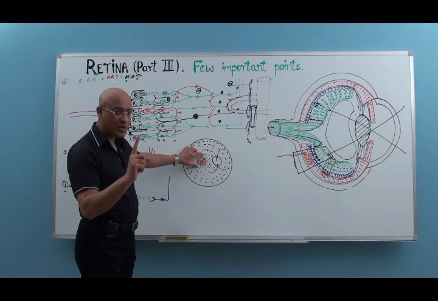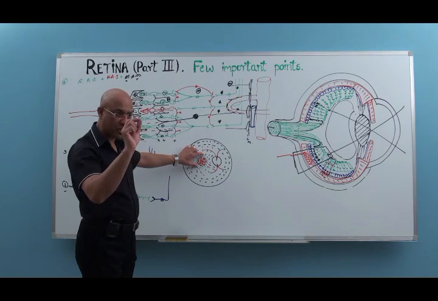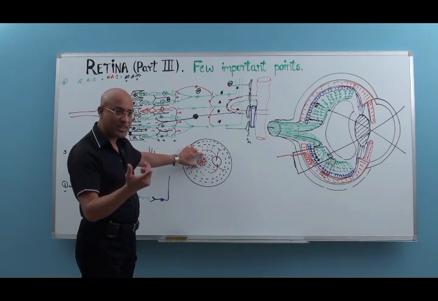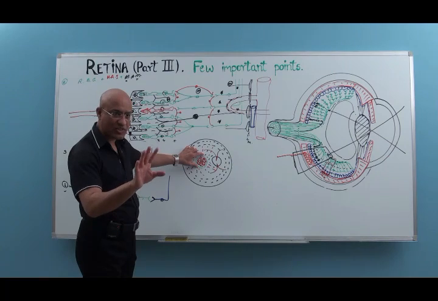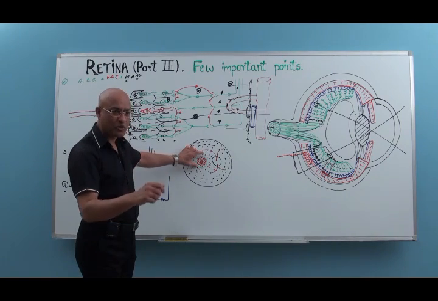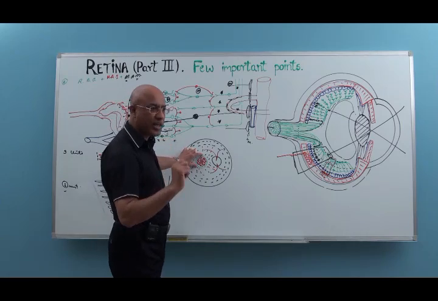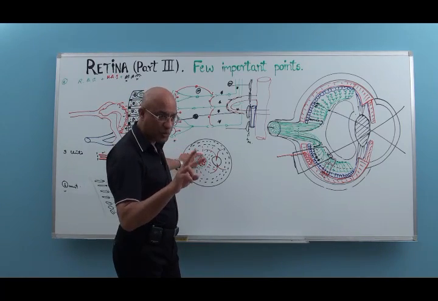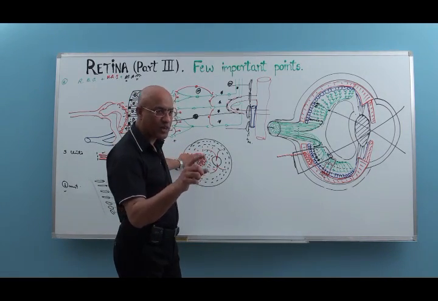This is a function of cones, not rods. Because when you put the light off, you cannot see the details. You may see the shades, but cannot see the detail. You put the light on, cones become active and you are able to see the detail, both structural detail and color detail of the objects.